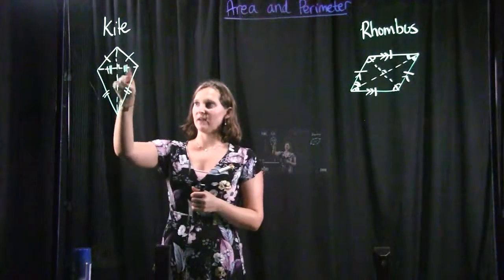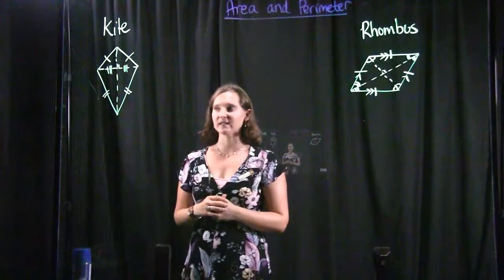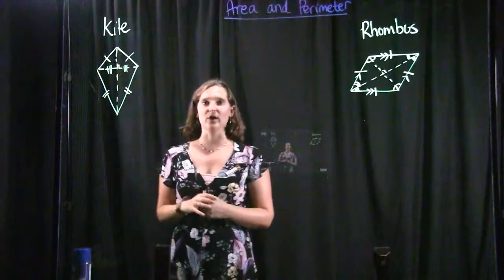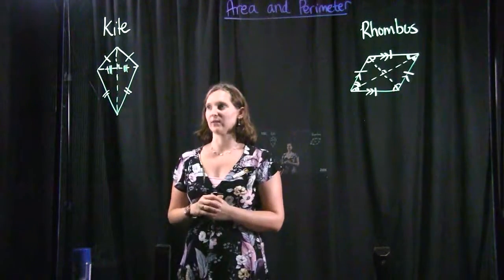We can see that where the lines intersect, they do so at a right angle, and we can see that these two lines are equal, these two are not. So these two are equal in length.